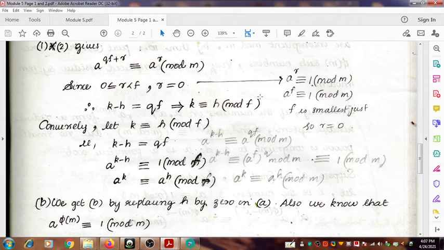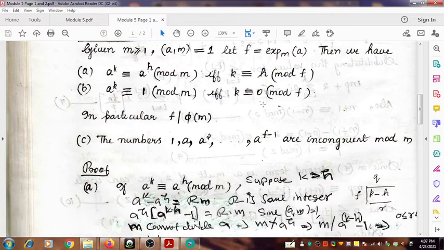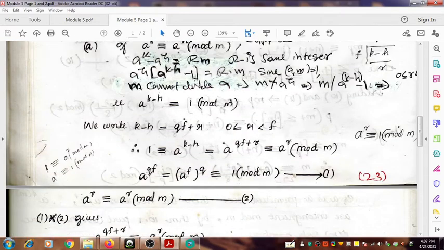To prove the converse part, you have to assume that this is true. You just think that K is congruent to H mod F. When K is congruent to H, then you have to say that A raised to K is congruent to A raised to H mod M. If K is congruent to H mod F, you can write that K minus H is completely divisible by F. That is, K minus H can be written as a multiple of F.